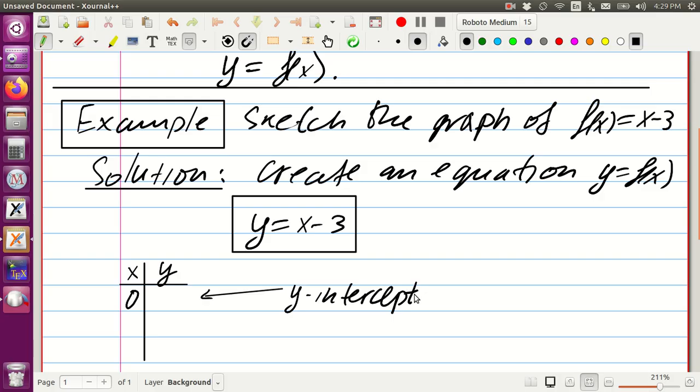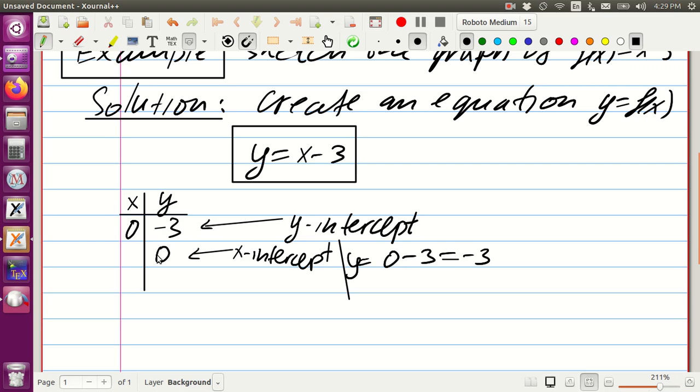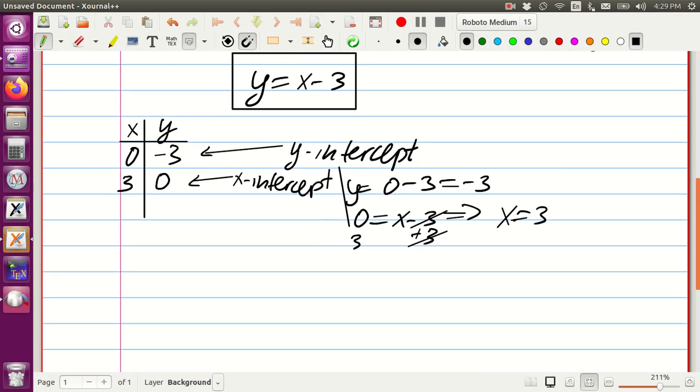So if we take x equal to 0 and plug it in, we're going to get y equals 0 minus 3, which is negative 3. So we're going to put it over here. And then over here, we're going to create the x-intercept. To create the x-intercept, we're going to take y equal to 0. So we're going to get 0 equals x minus 3. Then we're going to add 3 to both sides. So we're going to get x equals 3. So now we have our intercepts, so we can sketch the graph.